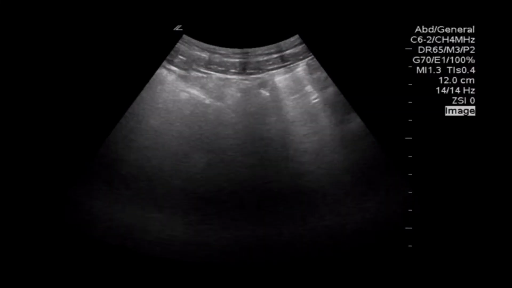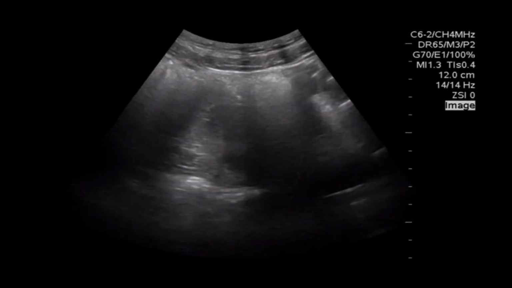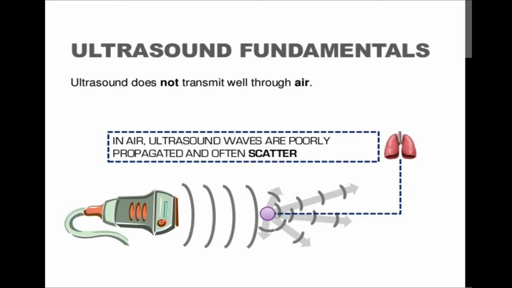First, take a look at this image. There's intraluminal air within the bowel that totally obscures our ultrasound image. It causes this dirty shadowing, and what's happening is the ultrasound waves are hitting the air molecules, are getting scattered all over the place, and we can't really tell what's going on.